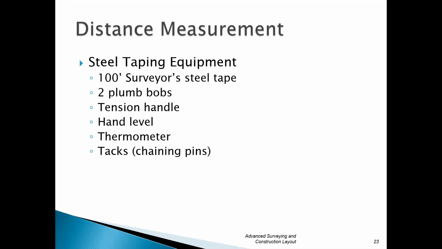You need a hand level. The hand level is a little device that'll allow you to keep that tape in a horizontal plane. A thermometer would be useful if you're taping on most days, so that you can get the temperature and apply temperature correction. And we use tacks or chaining pins if we're going any distance. So those are your primary pieces of equipment when you're doing steel taping.